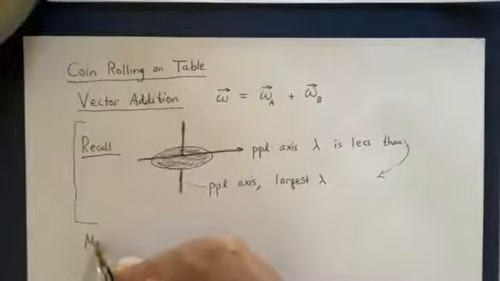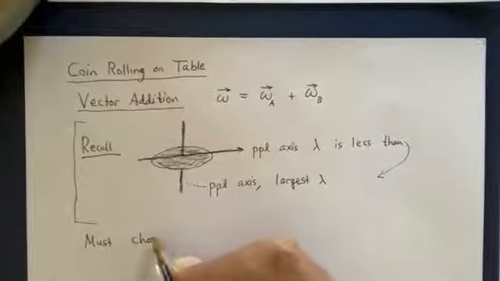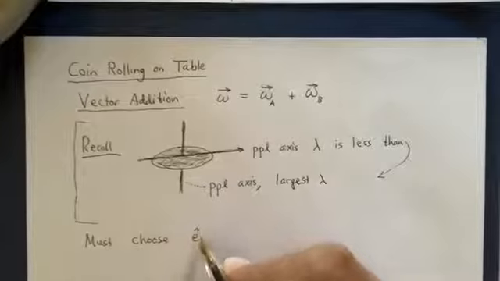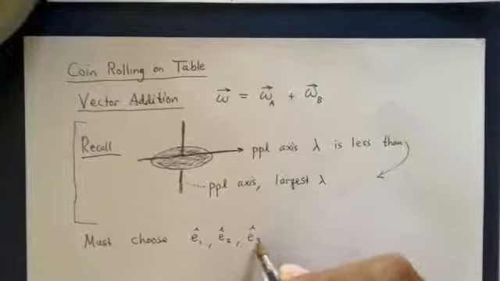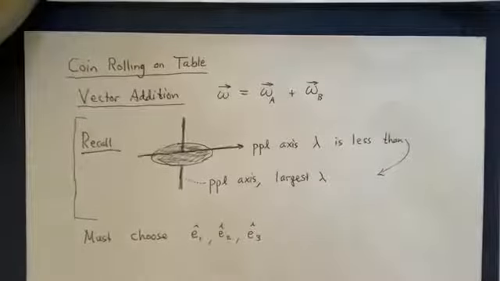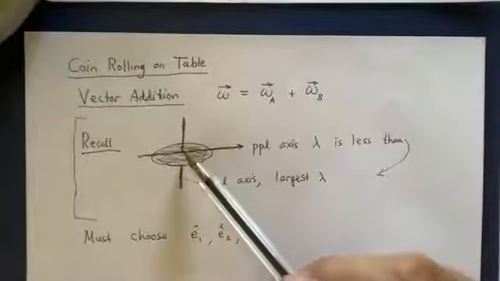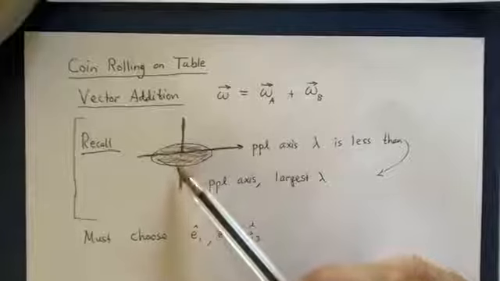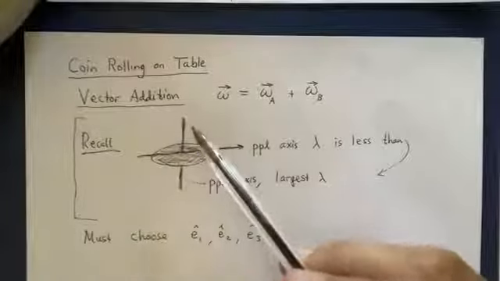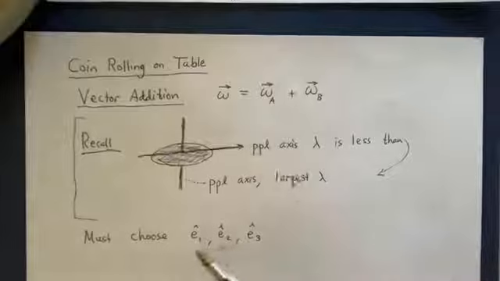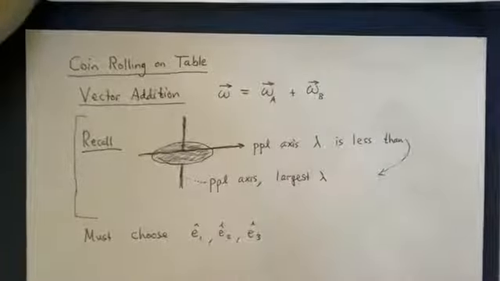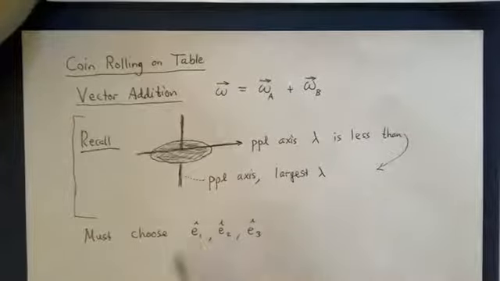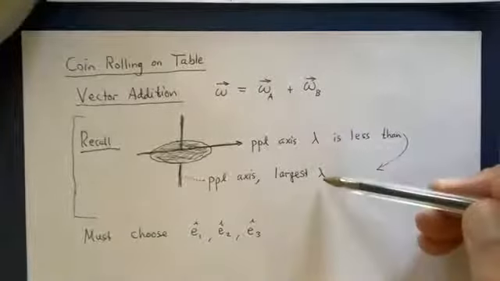So we must choose the 3 unit vectors. And you see there's some arbitrariness here. But the point is you must choose 2 vectors in the plane of the disk. That's the coin in our problem. You must arbitrarily choose 2 vectors in the plane of that disk. It is a 2-dimensional eigenspace. Those 2 directions have the same eigenvalue. It's this one here. It's the one that's less than the larger one.